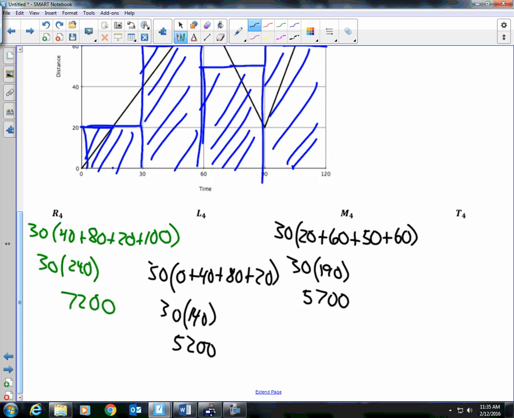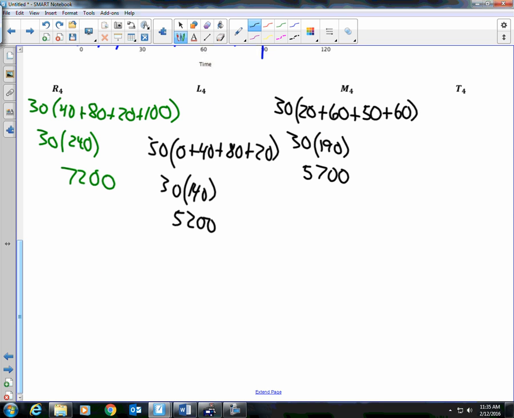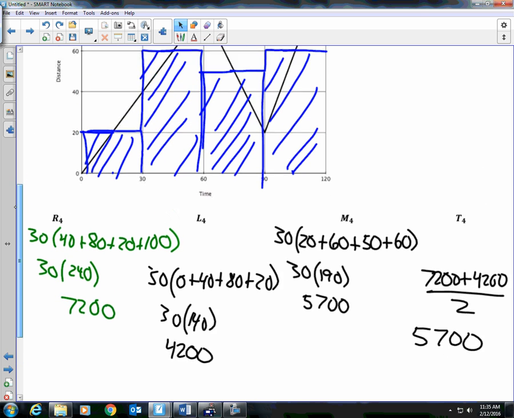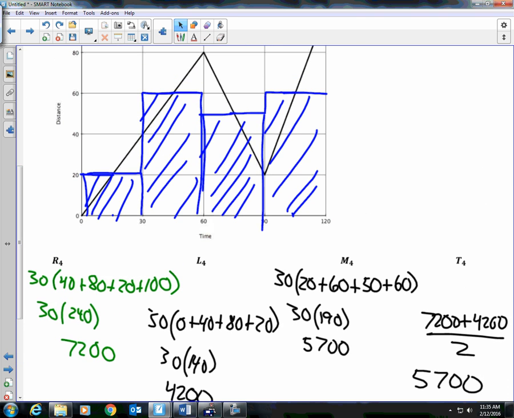What do I do for the trapezoidal? I'm sorry, folks. I wrote 5,200 here. It's 4,200. 3 times 14 is 52, it's 42. Okay, trapezoidal sum would be 7,200 plus 4,200. We're going to divide by 2, and you get 5,700. What do you notice? What's the same? The trapezoidal and the midpoint. I want you to focus on that for just a second.